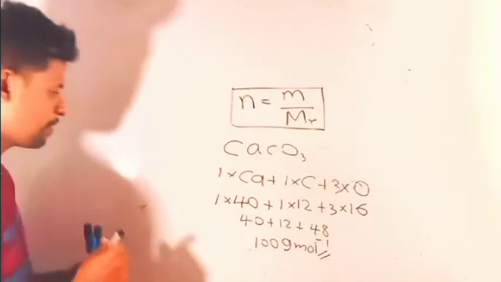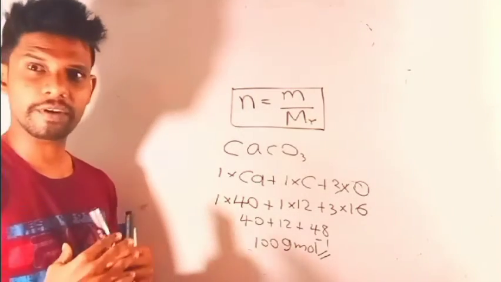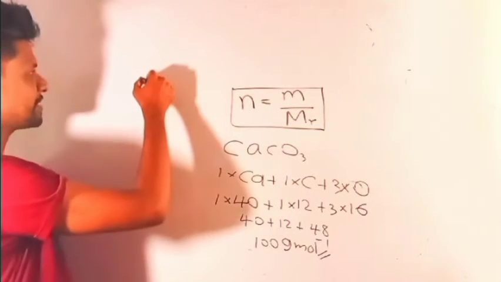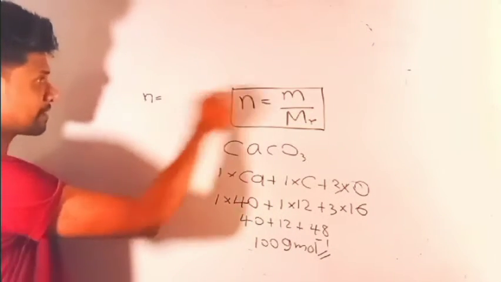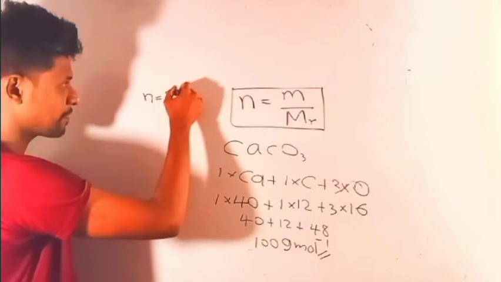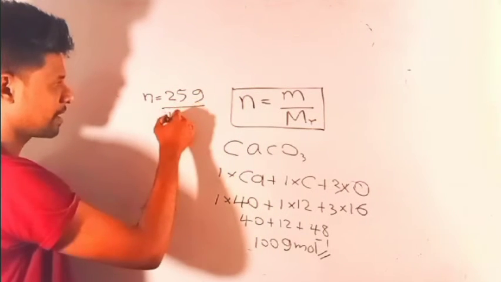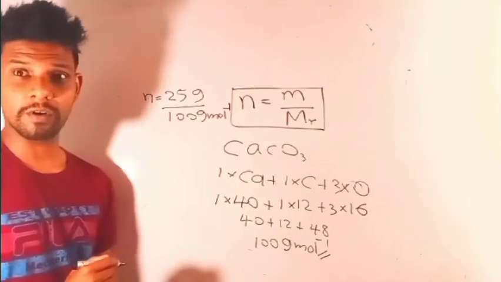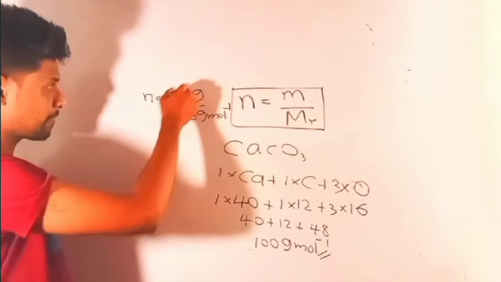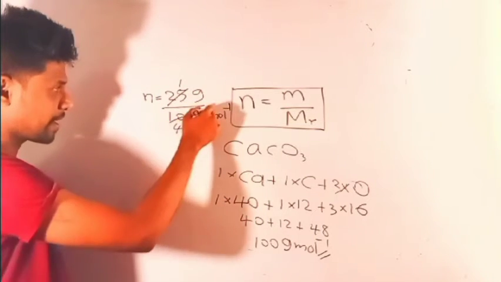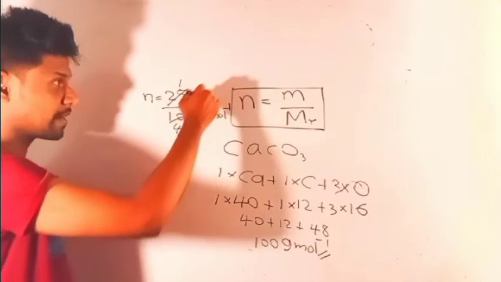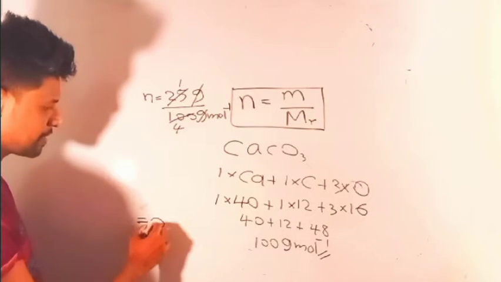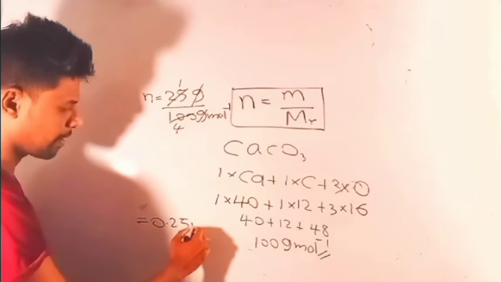So let's see how many moles there are in 25 grams of calcium carbonate. Very simple. The number of moles equals mass over molar mass. It is 25 grams over 100 grams per mole. Grams and grams cancel off, and mole to the power minus 1 comes up. My answer is going to be 0.25 mole.